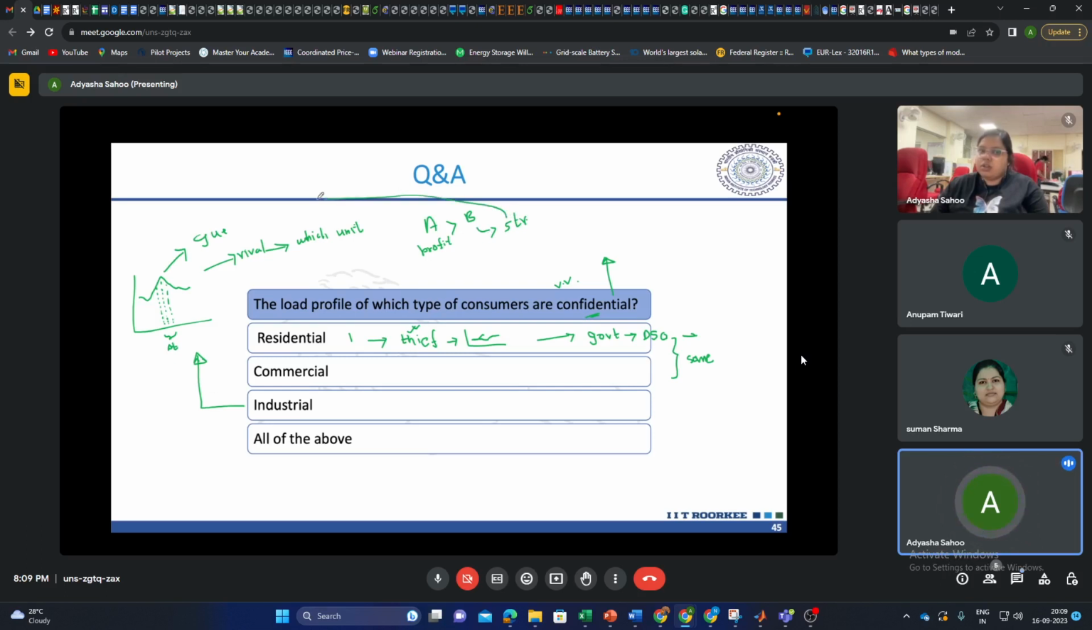This strategy it can guess by looking at its load profile. Previously the industry had a load profile this way, but now the load profile has changed. So from that it may guess which unit the industry has changed, and accordingly the other industry can change that unit to increase its profit. So for large industrial consumers, it is very, very confidential.